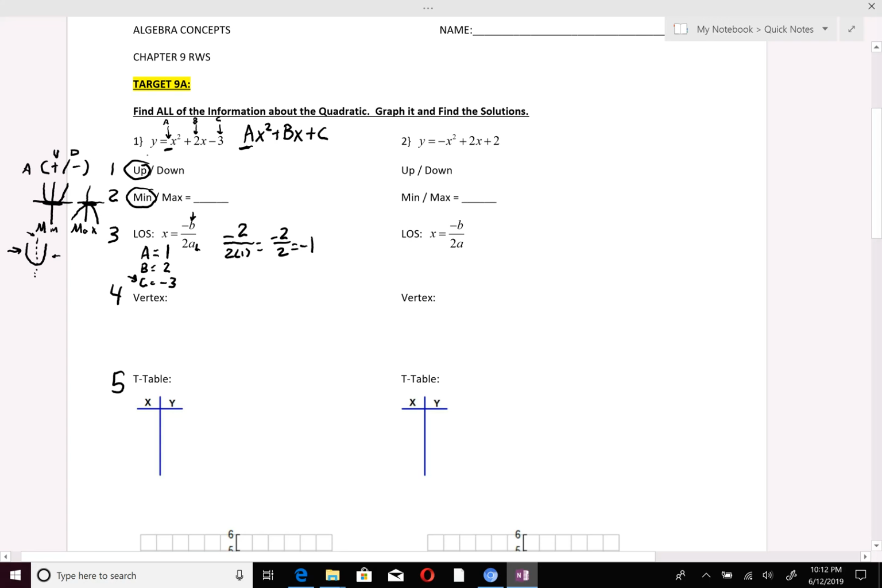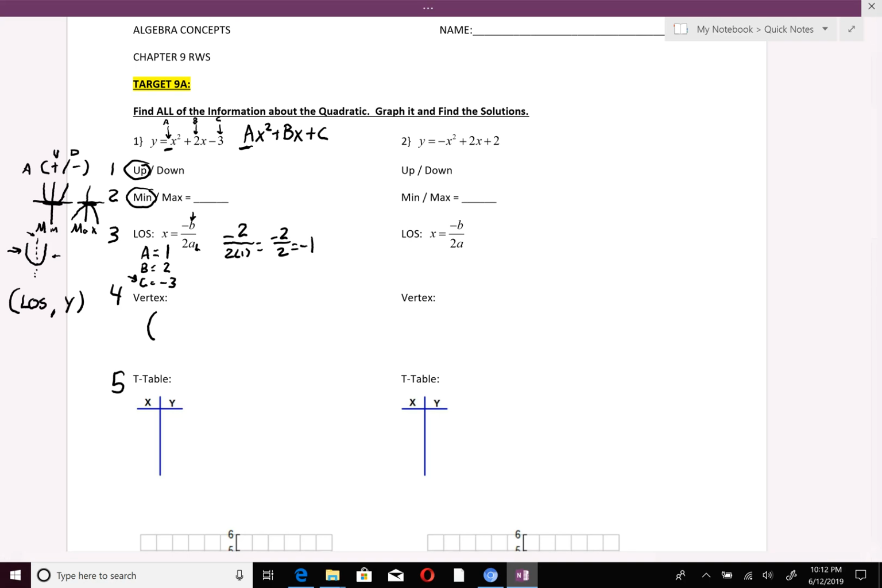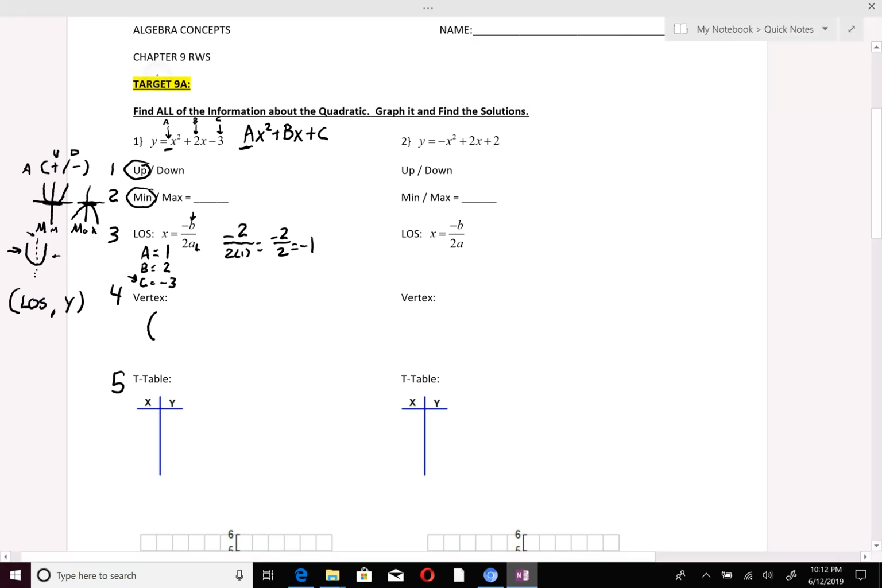For our vertex, the cool thing is that our line of symmetry is the x value. And then we have to figure out what our y is by plugging whatever our line of symmetry is back into the equation, wherever we see an x. So in our example, for 1, our line of symmetry we figured out was this negative 1 here in the red. And so I'll put that there. So negative 1.